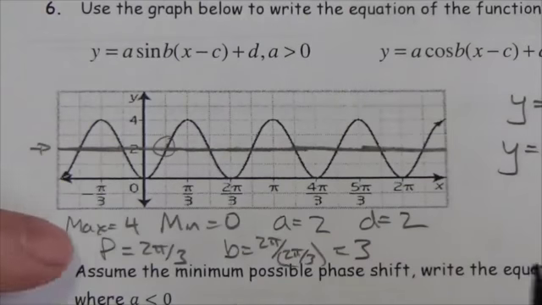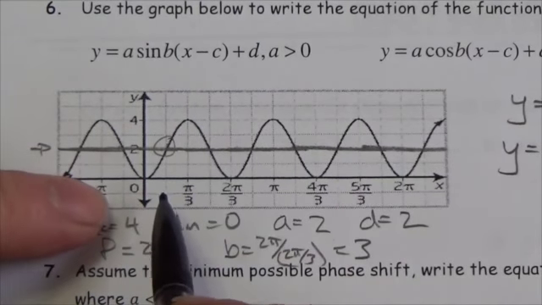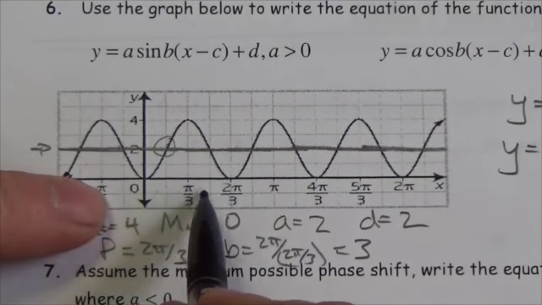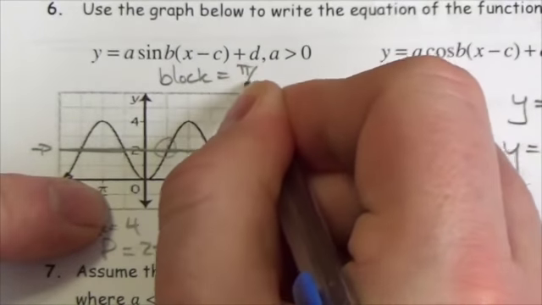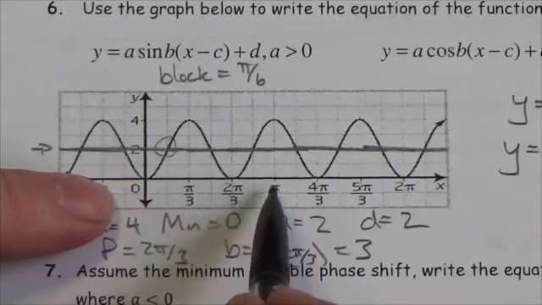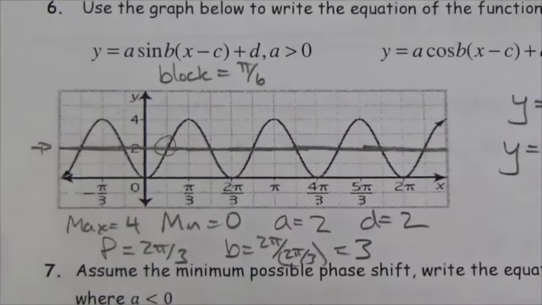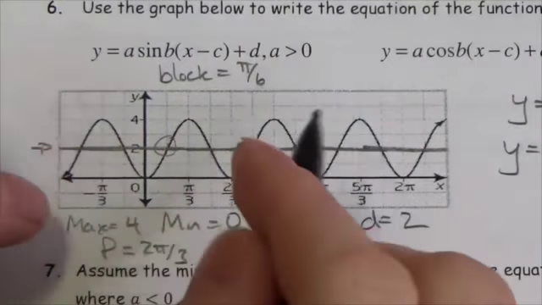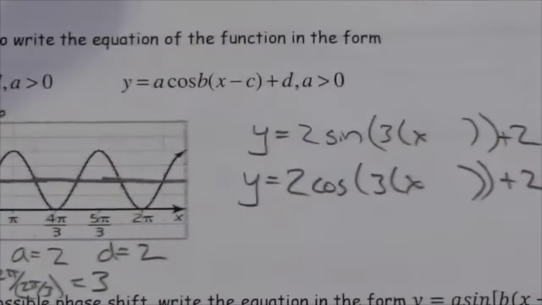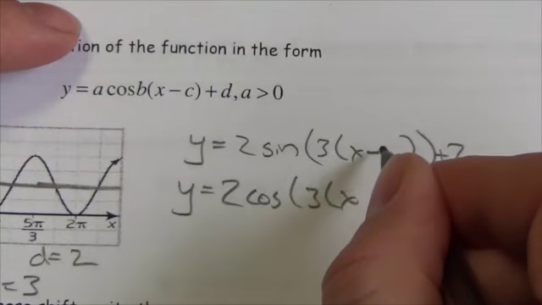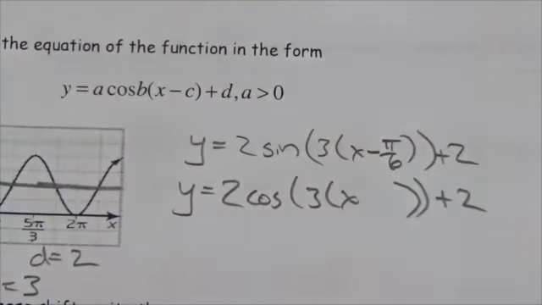Well, now I have to take a quick look at these blocks and figure out how big they are. So there's 1, 2, 3, 4, 5, 6. Each block is pi divided by 6 because there's 6 of them to get out to pi. So each block is pi over 6. So this graph has been moved 1 pi over 6 to the right for a sine graph.